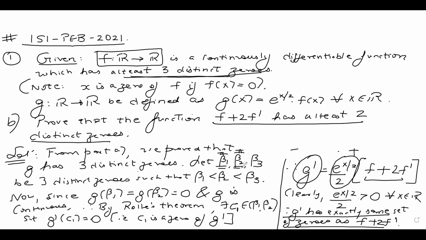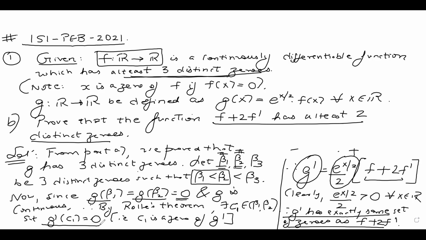So I picked up beta 1 and beta 2, and you can see that they are not equal. Beta 1 is less than beta 2, but g of beta 1 and g of beta 2 both are equal to 0, because beta 1 and beta 2 both are zeros for the function g. And since my function g is continuous, by Rolle's theorem, there exists a C1 lying in the interior of beta 1 to beta 2 such that g dash of C1 is equal to 0. When I say that g dash of C1 is equal to 0, it means that C1 is a 0 of the function g dash. So I've got 1 zero.